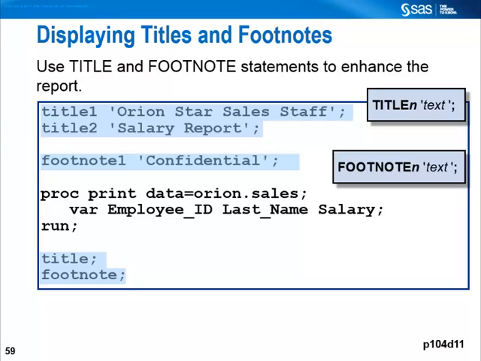So in the report, here we see that we are using a title 1, that is Orient Star Sales Staff, and title 2, Salary Report. The footnote is Confidential. So PROC PRINT data equals orient.sales, the program for the PROC PRINT remains the same, and then we end the title and the footnote statements by using the null title and null footnote.